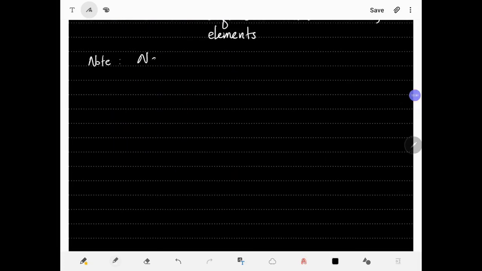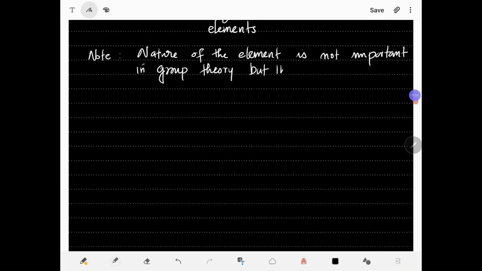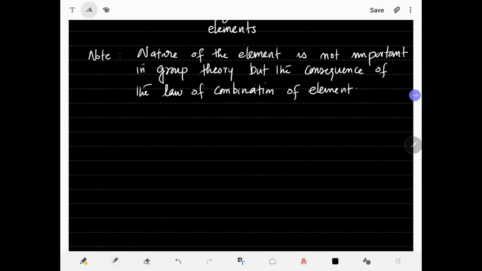Now in the case of elements, these elements can be a set of numbers, it can be a set of matrices, it can be a set of symmetry operations that we will see in the next module. And while discussing the group, the nature of the elements in group theory is not that important. Elements may be a group of matrices, a group of numbers, or a group of symmetry operations. But the nature of the element is not important. What is important in group theory is the consequence of the law of combination of elements in the group.